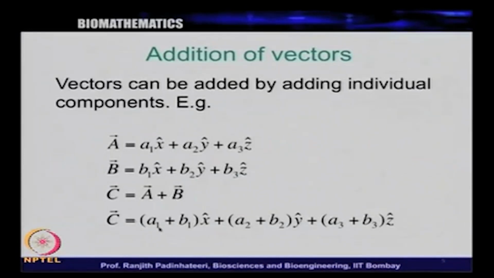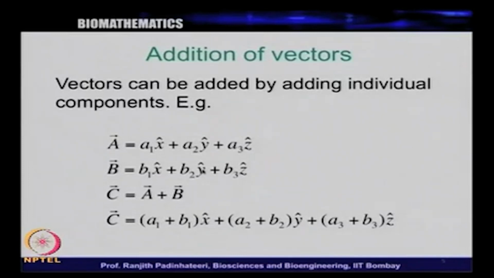A plus B is (A1 plus B1) x hat plus (A2 plus B2) y hat plus (A3 plus B3) z hat. So, this is the result, and this is the sum of two vectors. This is how we find it. So, like we said, if we want to find F21 plus F23, we can find it this way.